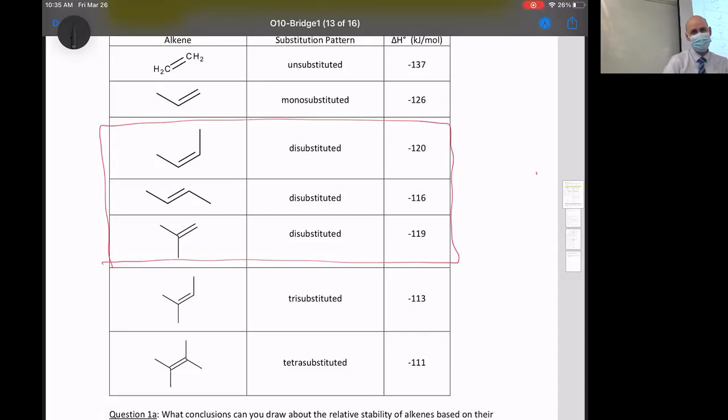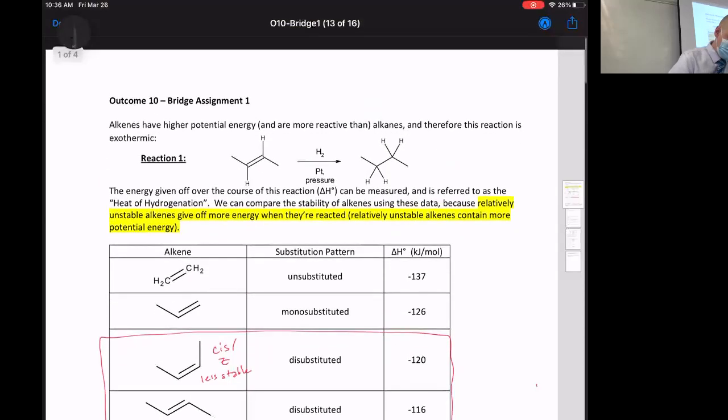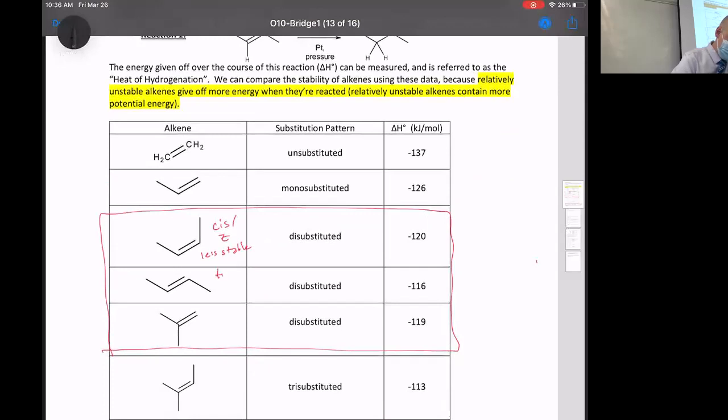More or less stable than that one? Hold on. Is this one right here more or less stable? Less stable, so it would be more reactive. Yes, perfect. Okay, go ahead. So I was going to say that essentially the trend is based on the arrangement. Yep. So this would be cis or Z, and it is relatively less stable, just comparing these two. And the one right below it, which is trans, or E, would be relatively more stable.